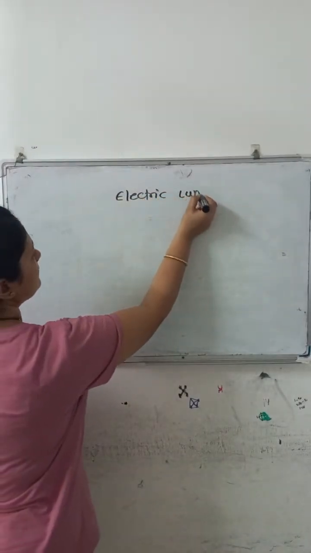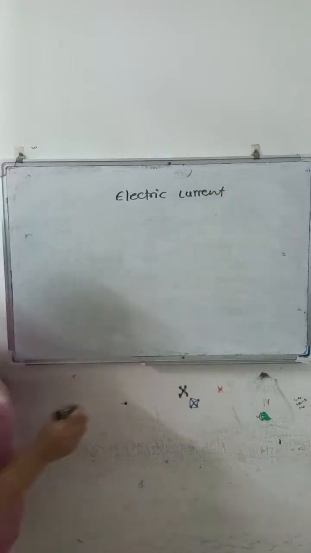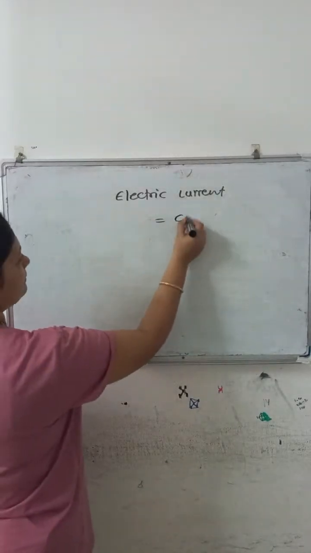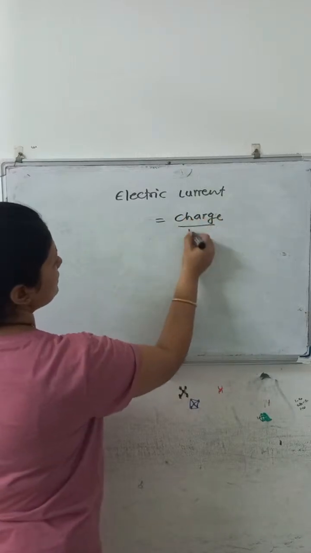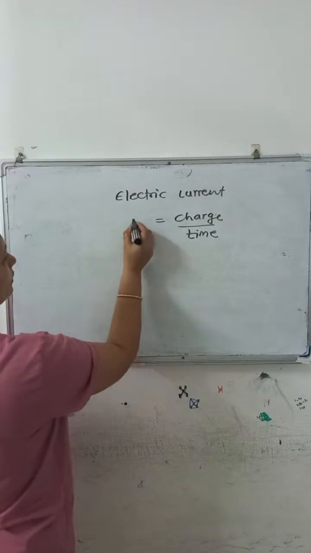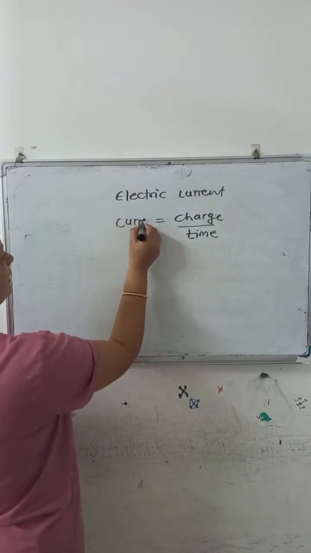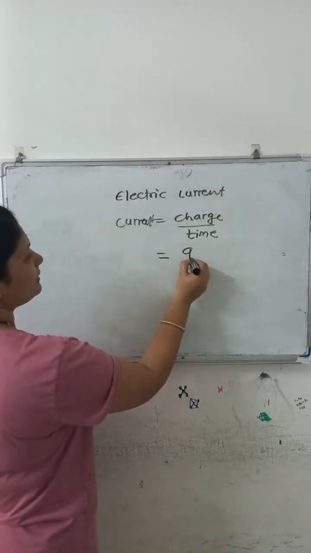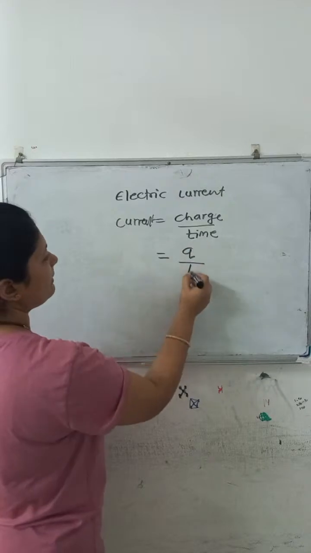Electric current. If you take any metal, that metal has many free electrons, and when those free electrons get energy, they constitute the electric current. And that electric current we write as charge by time. So current is equal to charge by time, where charge is denoted by small q or capital Q, divided by time t.